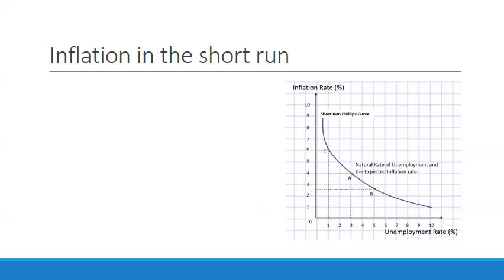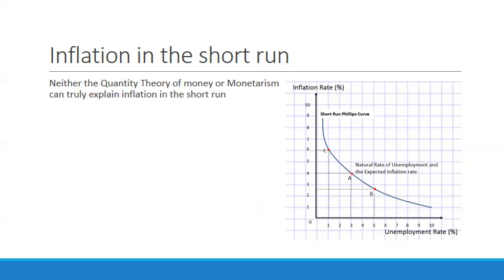So let's look at inflation in the short run. Neither the quantity theory of money nor monetarism can truly explain inflation in the short run. Neither one is completely adequate. However, the principles behind the Phillips curve do help to explain short-run inflation. And remember, long-run inflation here is not what we're worried about, because in the long run, we know that aggregate demand is going to shift to the right, and we're going to see a rise in the inflation rate.